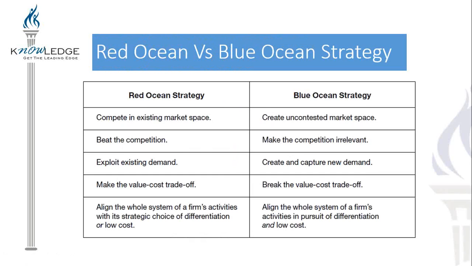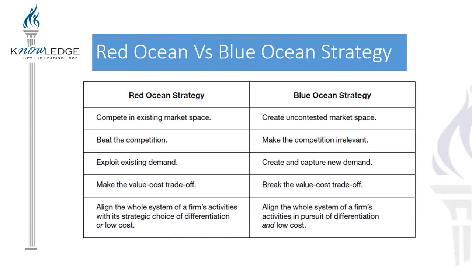So right now we have discussed two very important concepts. One is red oceans and the other is blue ocean. Red ocean is competing in existing market space, while blue ocean is about creating your uncontested market space so that competition gets irrelevant. Red ocean talks about beating the competition, while in blue ocean, since you are operating in an uncontested market, there is no concept of competition at all. Competition is almost irrelevant for you.